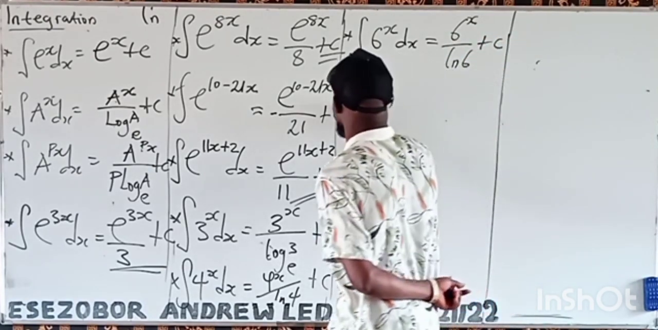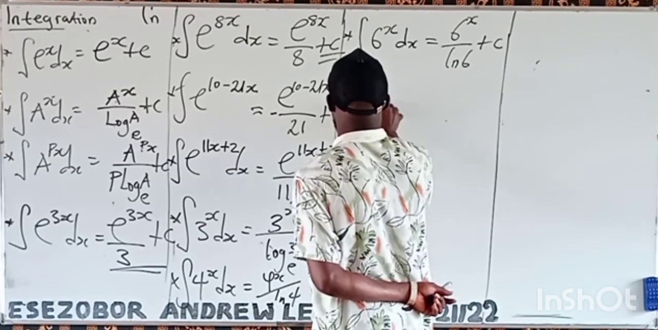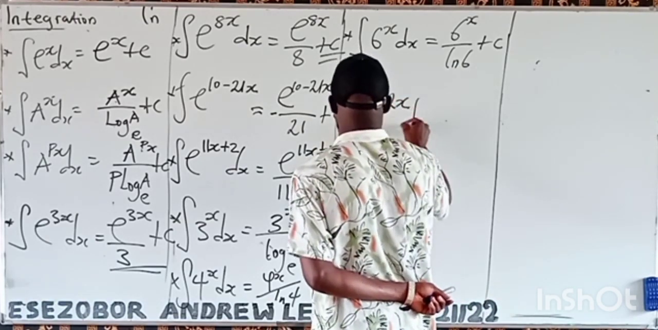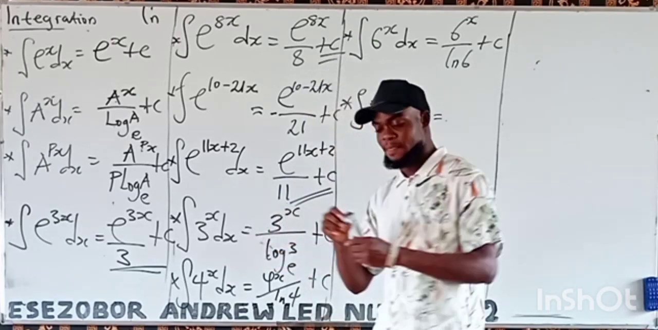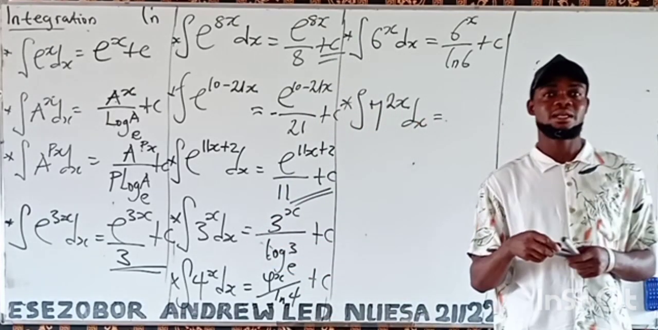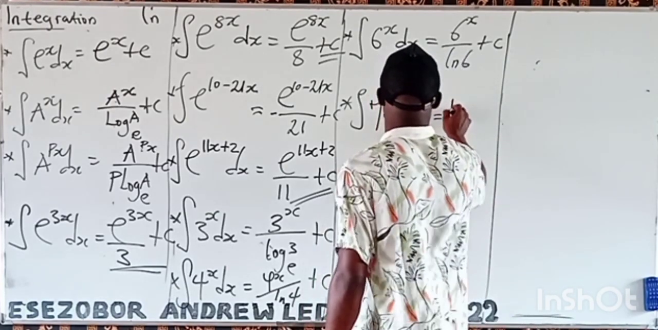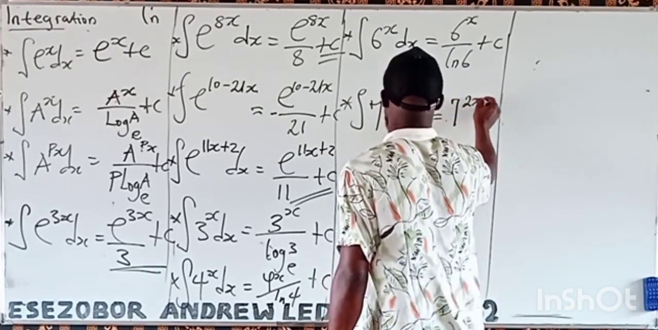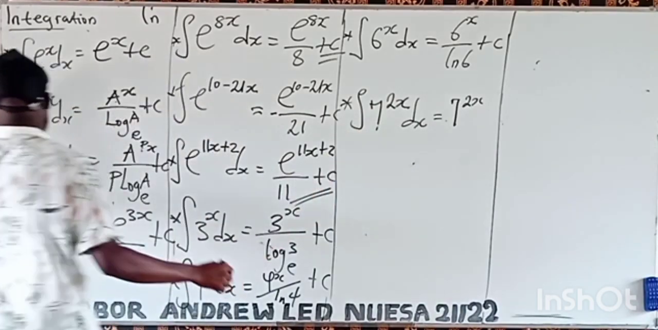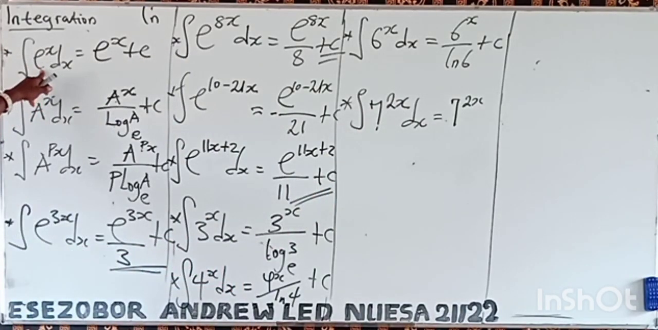What if I have the integral of 7 raised to power 2x dx? What will you say the answer is? The answer becomes 7 raised to power 2x. Check. This question is not from the first rule, because the base is not e. Then let's check it from the other rules.